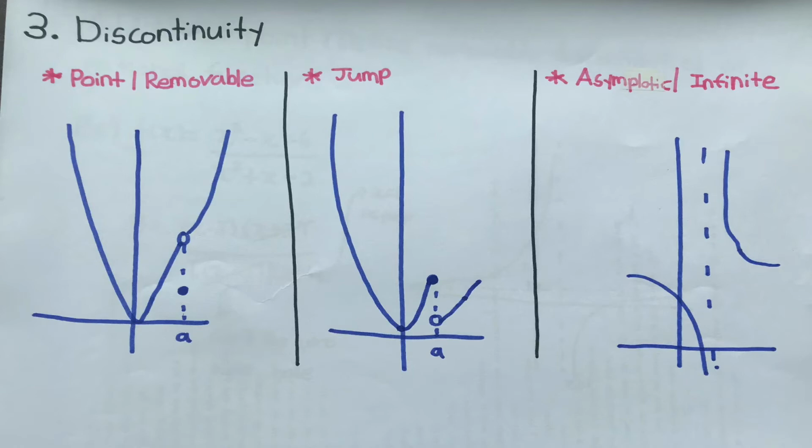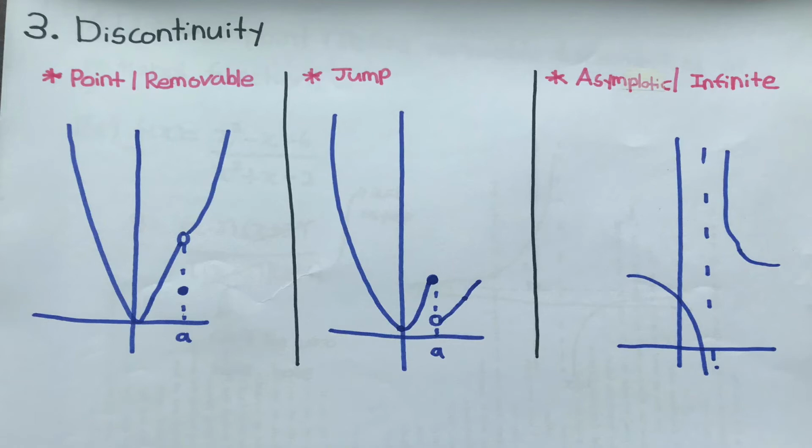First is removable discontinuity. This is also called point discontinuity. In this case, the limit exists because as x approaches a in both directions, they approach the same y value. However, because the actual f(a) value is different from the limit value, the function is discontinuous. If the actual function value exists outside the graph or does not exist, the graph has a removable discontinuity.